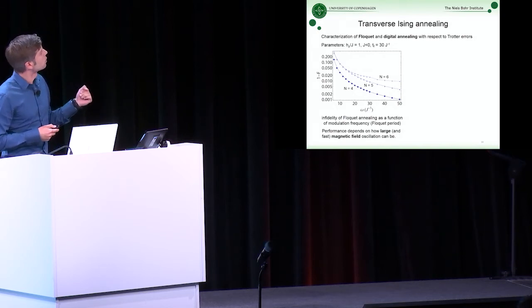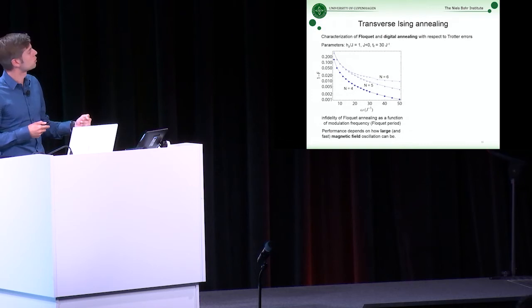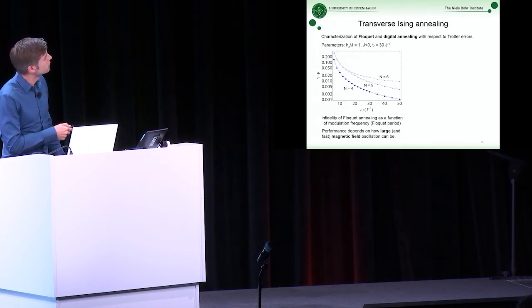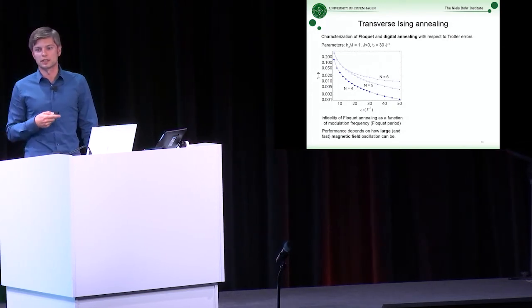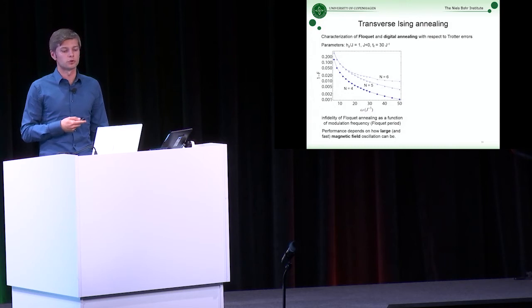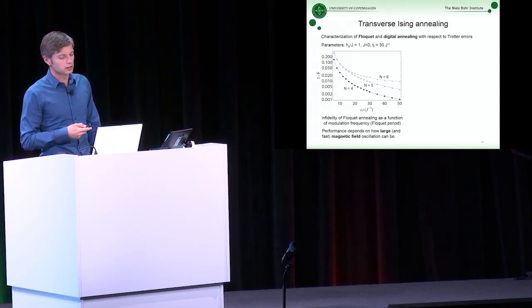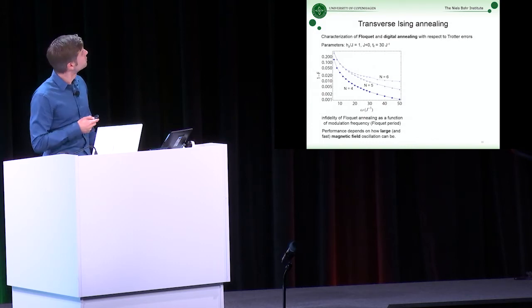So first of all, the infidelity of the Floquet approach is highly sensitive to the frequency at which you modulate. Ideally, you want to sit at a very large modulation frequency, but this comes at the price that the magnetic field amplitude should be large as well. And that, of course, will be a limitation since we cannot put it at infinity.